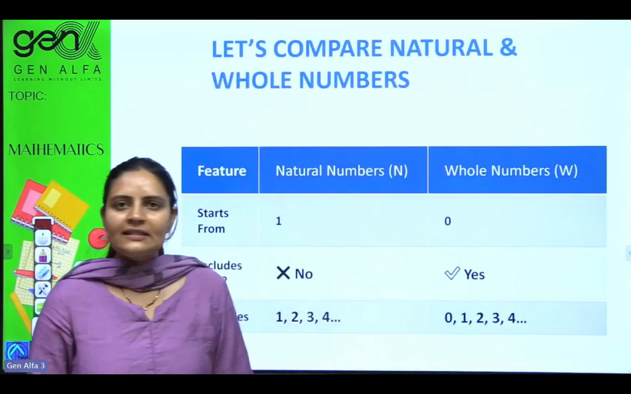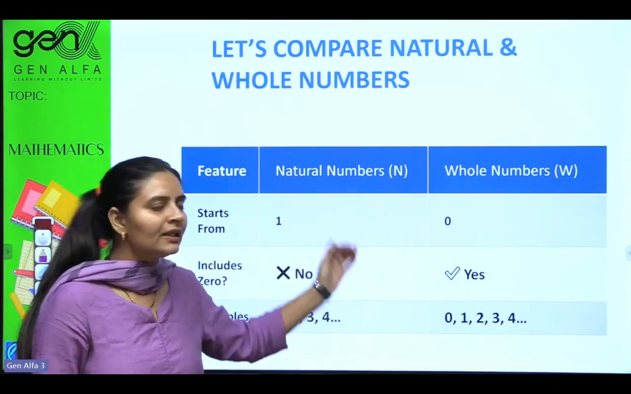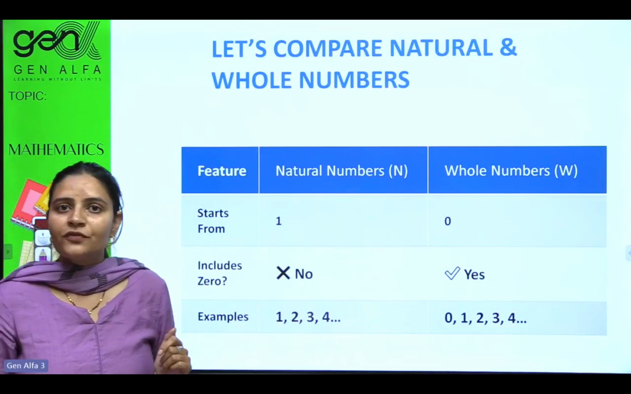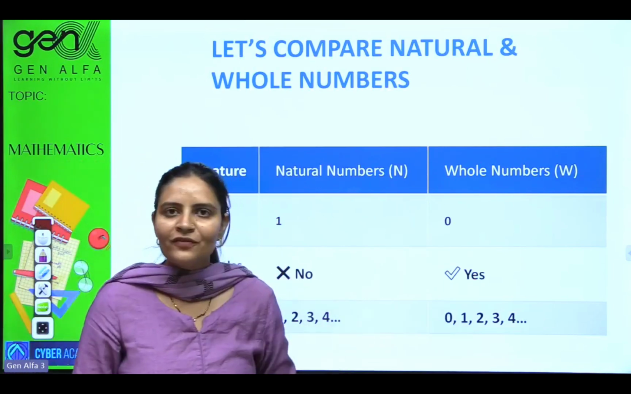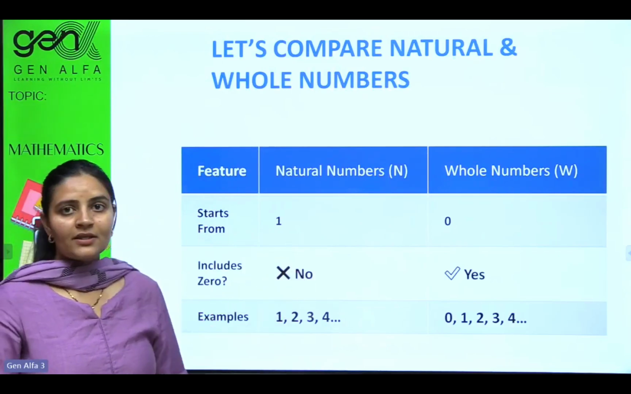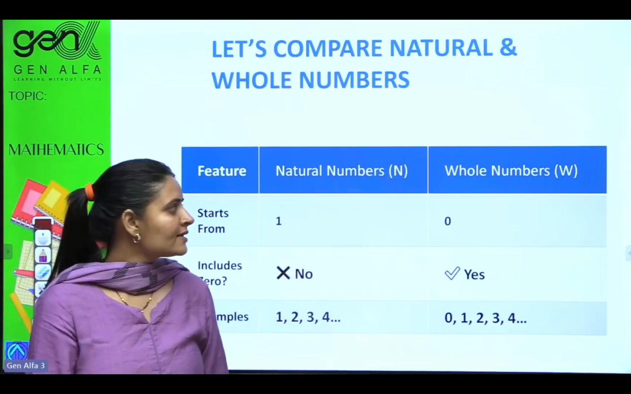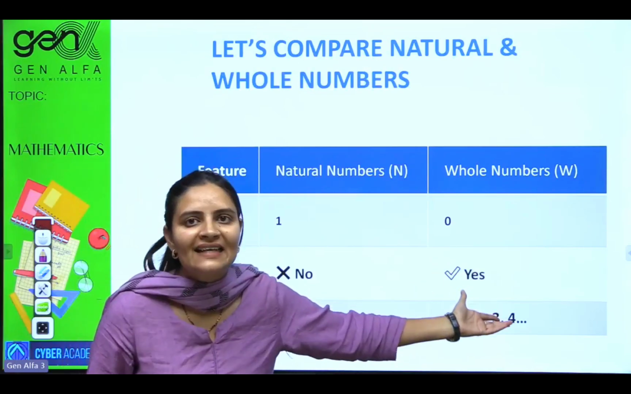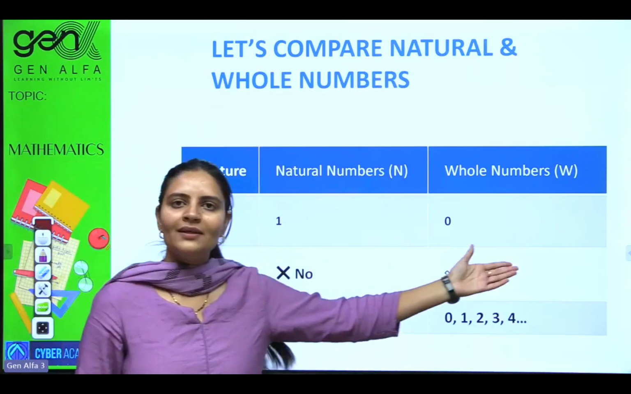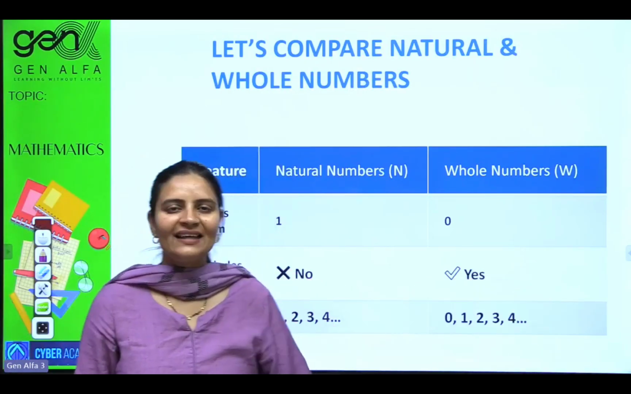Let's just compare what natural numbers are and what whole numbers are. Natural numbers start from 1, whole numbers start from 0. That is the only difference. Natural numbers do not include 0, it's obvious. And whole numbers include 1, 2, 3, 4, and here 0, 1, 2, 3, 4. It keeps on going like that.